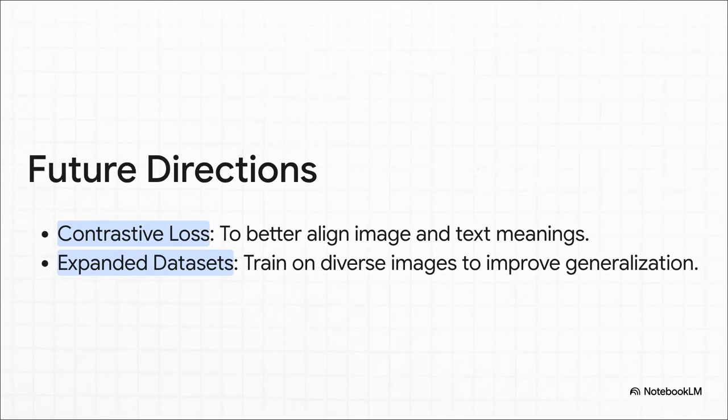So, where does a project like this go from here? Well, there are a couple of really exciting ideas. First, using a new training technique could basically force the model to get even better at telling right from wrong, really sharpening its understanding. And second, imagine feeding it totally different kinds of pictures, like medical scans or satellite images. You could turn this into a super specialized tool for doctors or scientists. The potential is just huge.